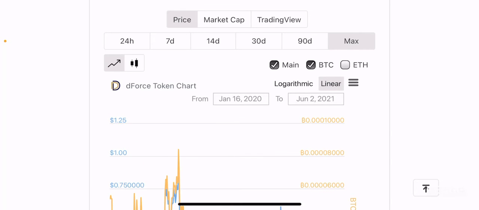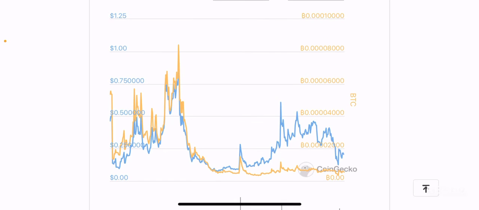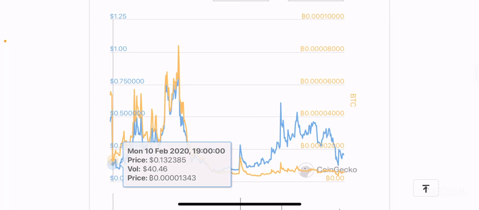So if you take the Bitcoin comparative on the other hand, you can clearly see that the Bitcoin comparative had been very volatile.